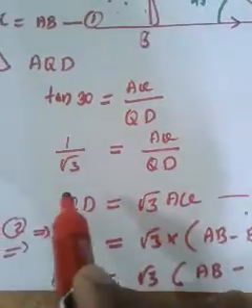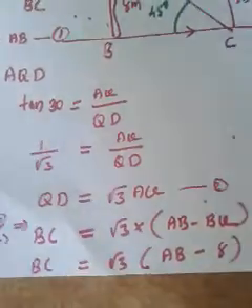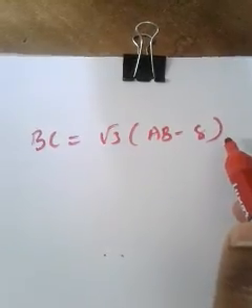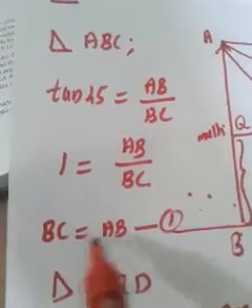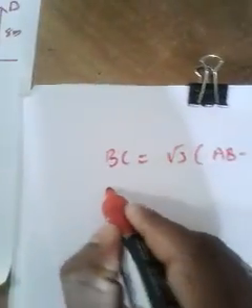Our aim is that this is in terms of two unknowns, and I have to make it in terms of one unknown. That is the process I am going to do. BC is equal to root 3 into AB minus 8, that much we reached. Then what is BC? From the first equation, BC is nothing but AB. So instead of BC, can I write AB?